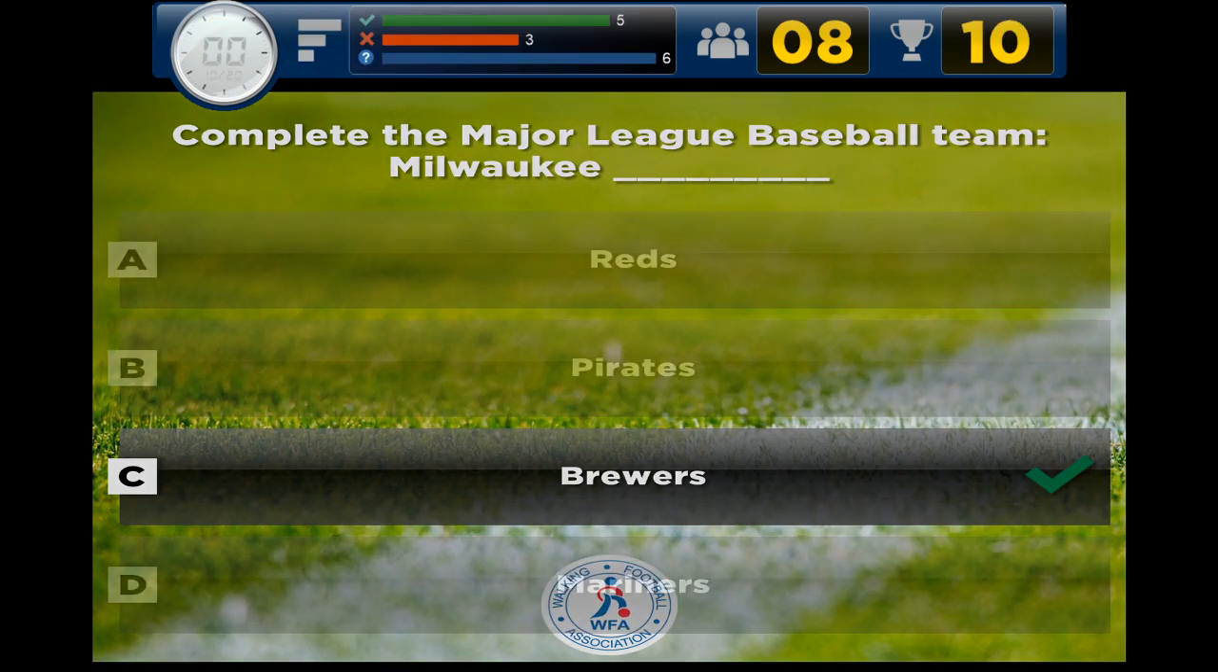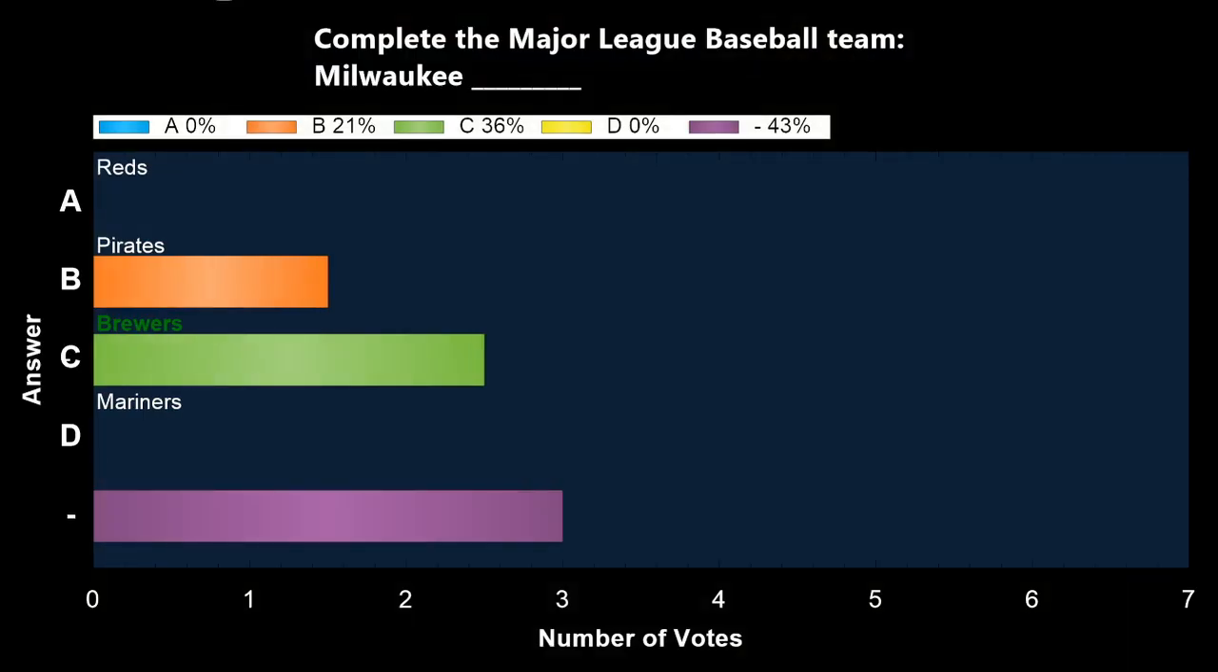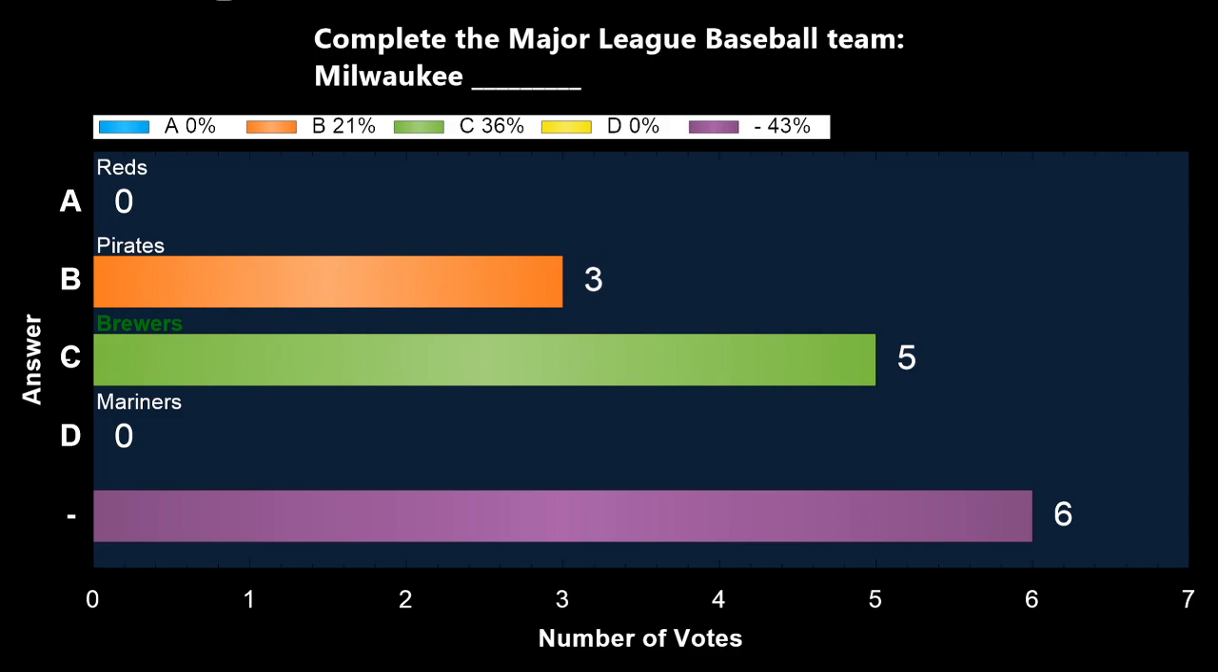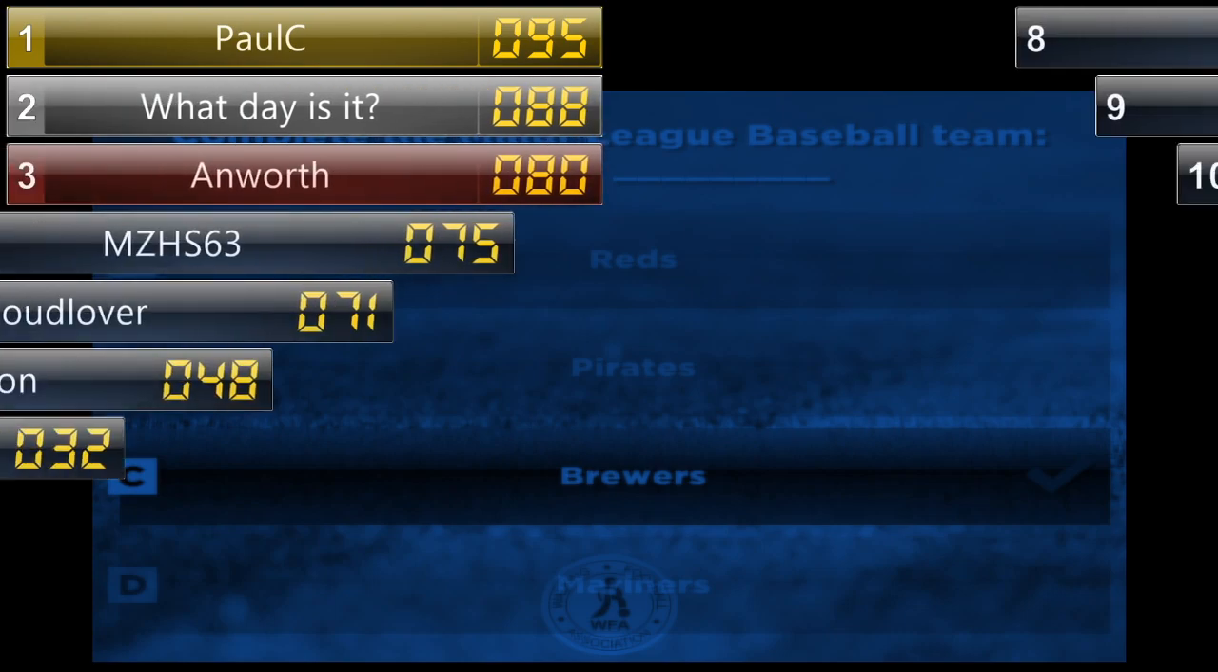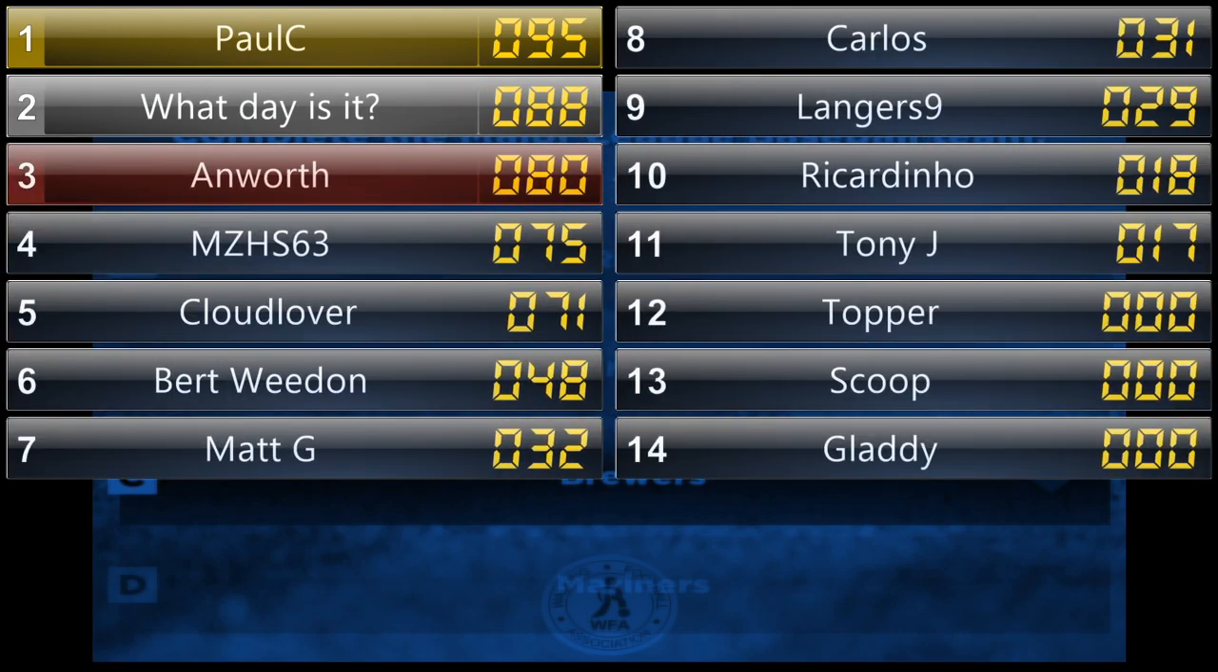And the answer is the Milwaukee Brewers. So 5 of you got that right. 3 going for the Pirates. Paul C returns to the top ahead of what day is it? So keen competition at the top there. Anworth in 3rd place.